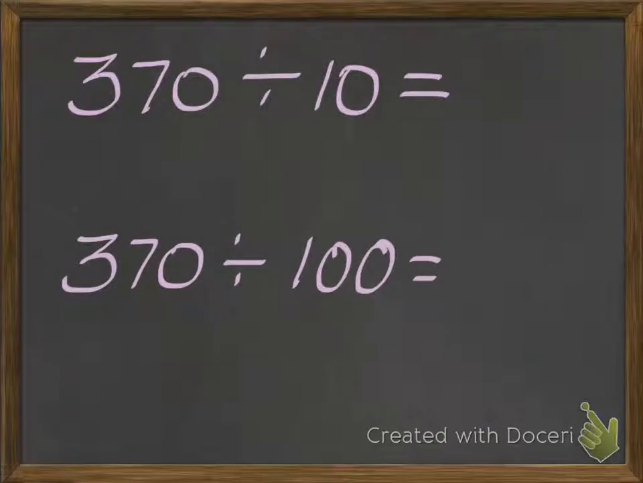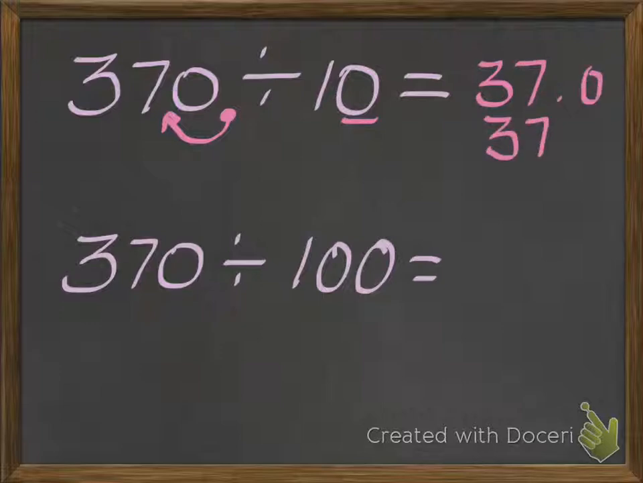Let's practice some. 370 divided by 10. Okay, we're going to take where the decimal point is. The decimal point is really at the end. Even though you didn't see it, it's there. We're going to move it one place to the left because there's 1 zero in 10. And our answer is 37.0, which is the same as 37. Okay? 37.0 is the same as 37. And just take that 0 off because there's nothing there.